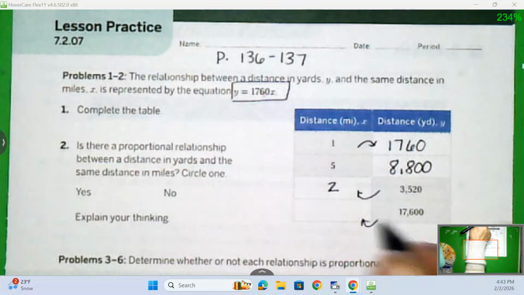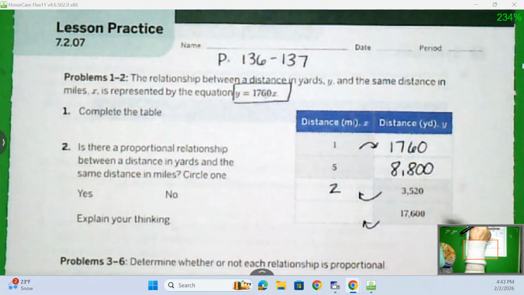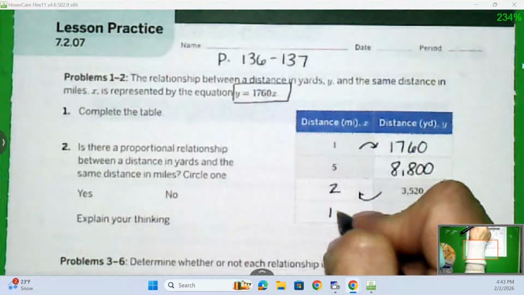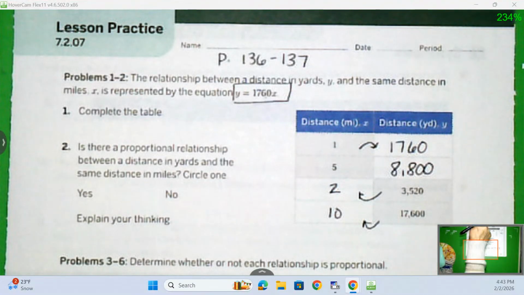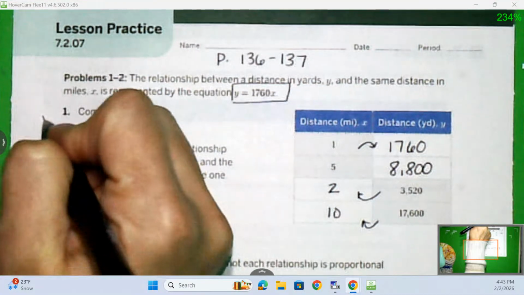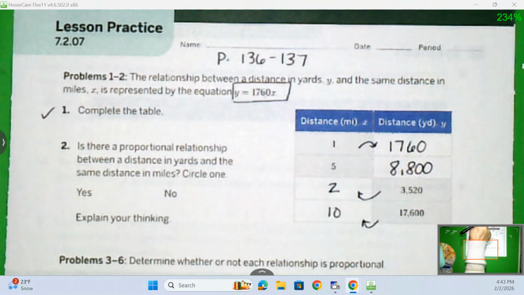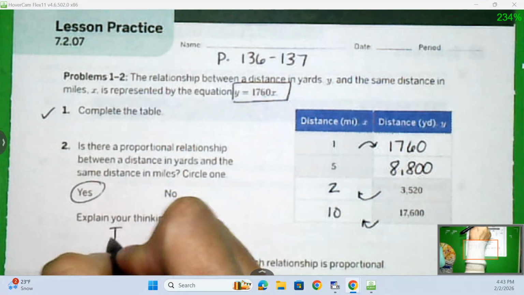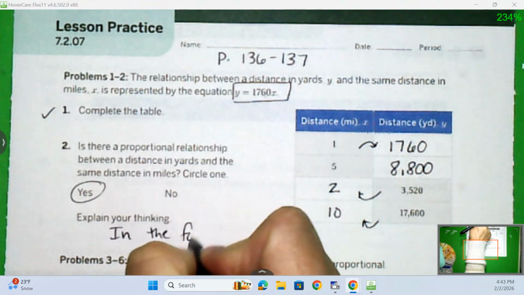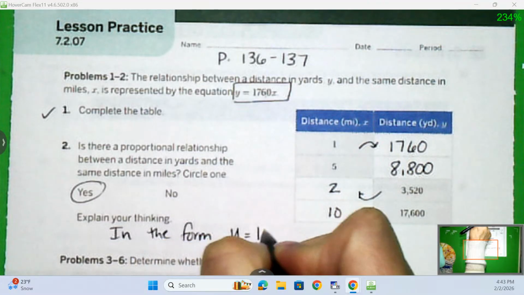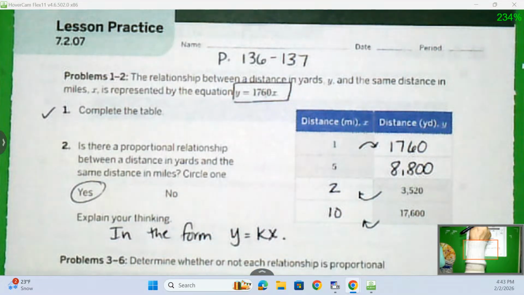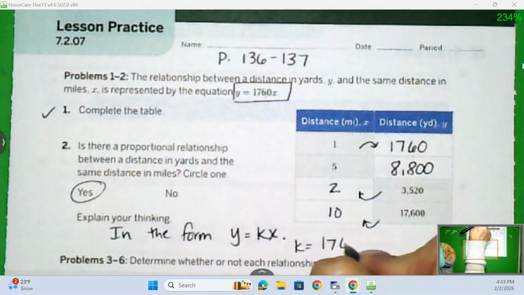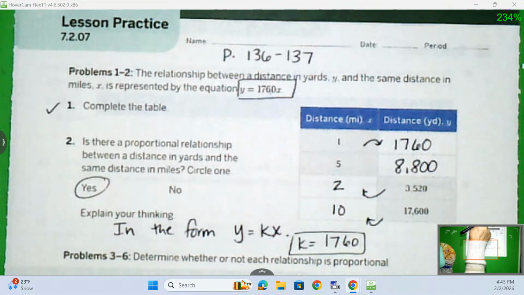And same with this last one here. 17,600 divided by 1,760 is 10. Complete the table. Is this a proportional relationship? Yes, it is. It is in the form y equals kx. Okay, and then you can say k equals 1,760 in the equation.